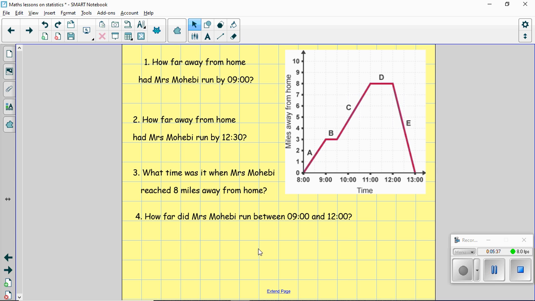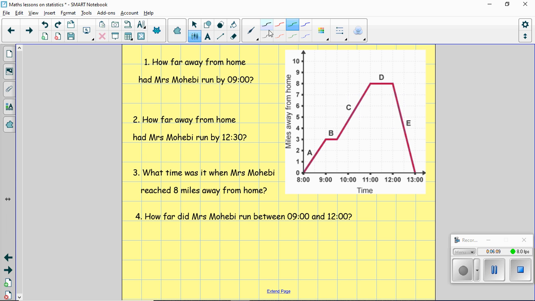Right, let's have a look at this line graph here. Okay, so this one is about Mrs. Mehebi going for a run. So let's have a look at the axes again, like we've always said. So the time here, so 8 o'clock, started early, 9, 10, 11, 12, 1 o'clock in the afternoon. And up the side there on the y-axis, the vertical axis, we've got miles away from home. So she started at home and she's running further away from home, isn't she? And then obviously she's running back towards home at the end of her run.